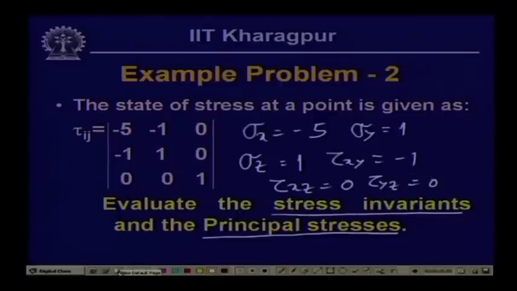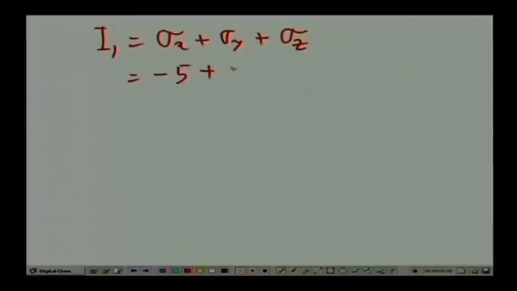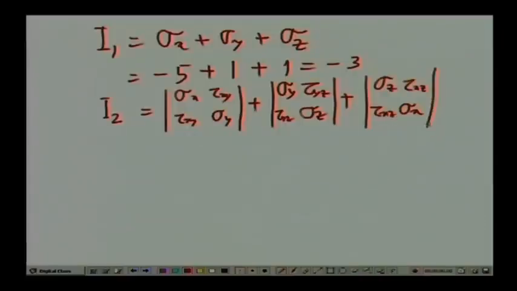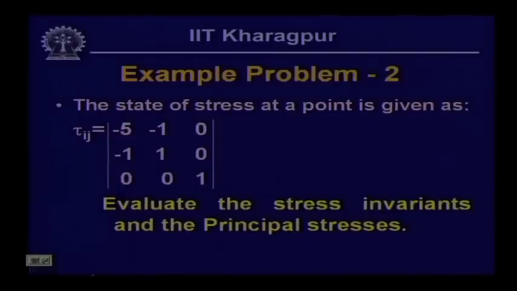So, if we compute the stress invariants, then as we have seen, I 1 is equal to sigma x plus sigma y plus sigma z, and sigma x here is minus 5 plus sigma y is 1 plus sigma z is 1. So, this is minus 3. I 2 is equal to sigma x sigma y minus tau x y square, plus sigma y sigma z minus tau y z square, plus sigma z sigma x minus tau x z square. So, from here sigma x is minus 5, sigma y is 1. So, minus 5 and tau x y is minus 1.